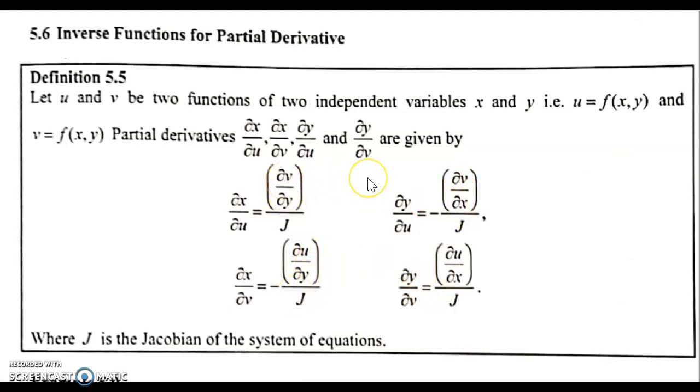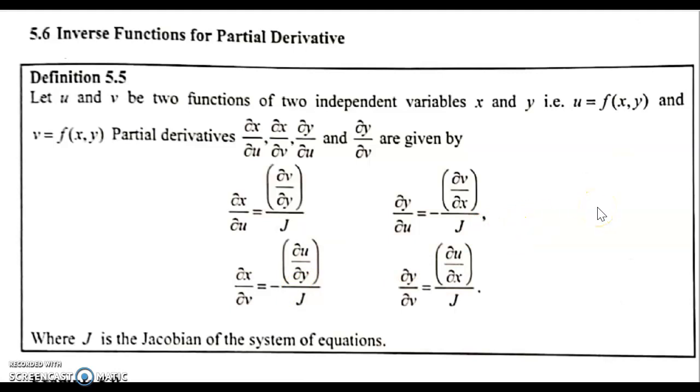And please don't forget one more thing. For each of these, one of the formulas will be negative. So for those that involve function v, you will have a negative for partial v over partial x. As for those that involve partial u, you will have the negative on partial u over partial y. Please be familiar with it. Alright, so that is the formula in finding the inverse using the Jacobian system of equations.